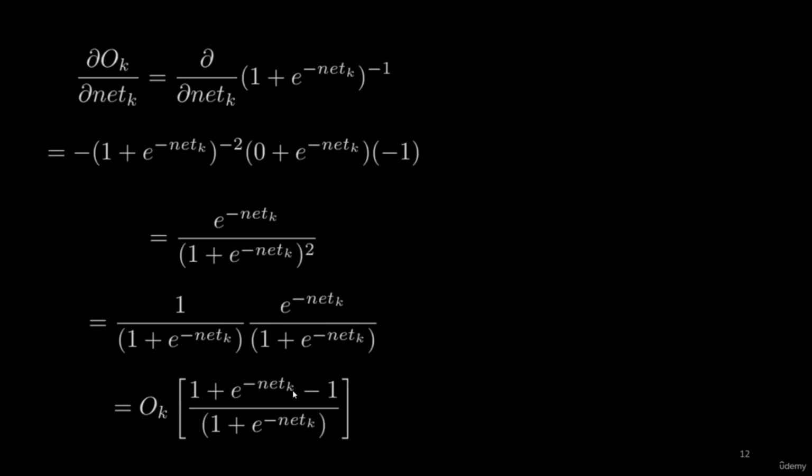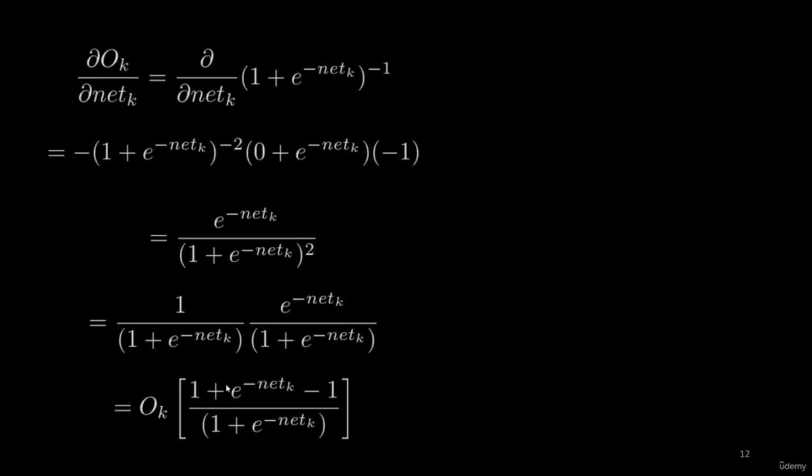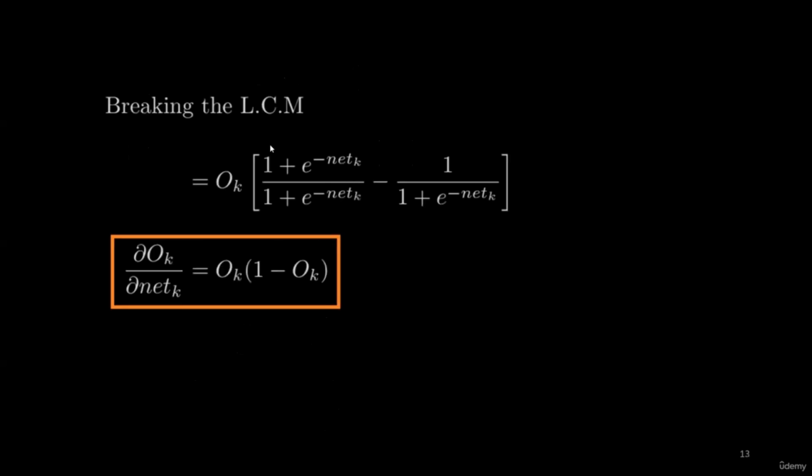In the next step, we are going to break the LCM. How do we break it? This denominator is written under both this term and this term. So I am breaking this term separate and this minus 1 separate, and I am writing the denominator under each term. Now this will cancel out and I will get 1. And again, if we see this term, it is again O_k.